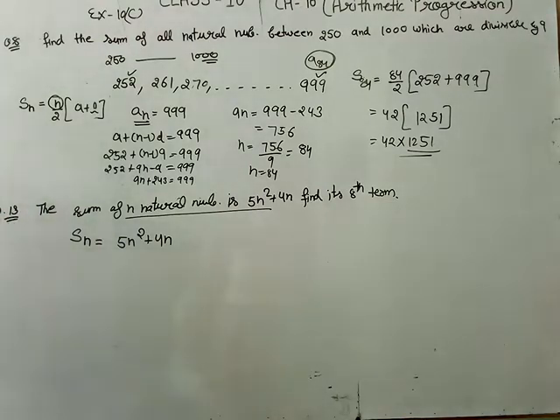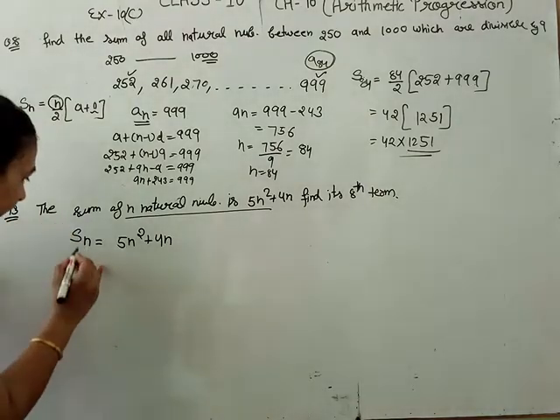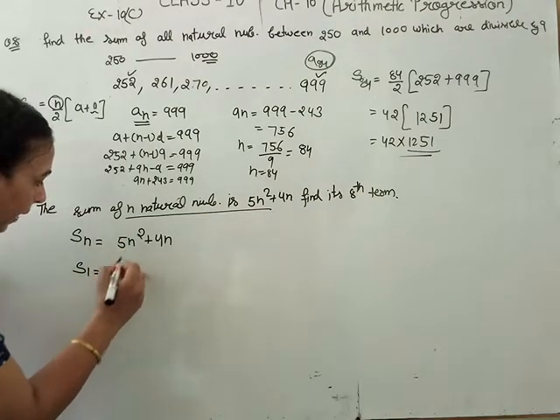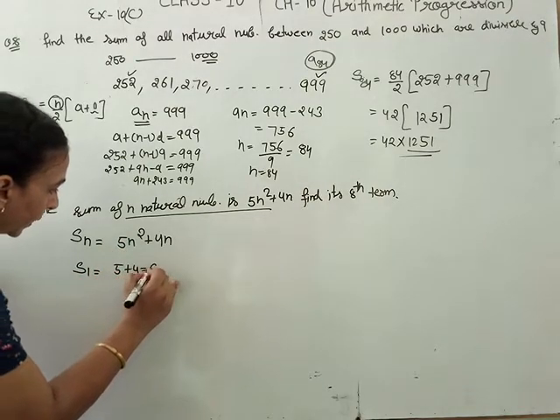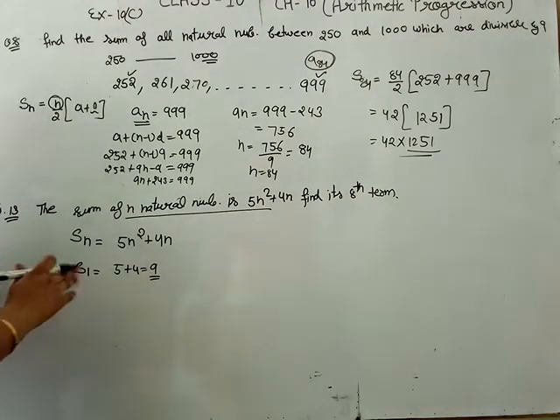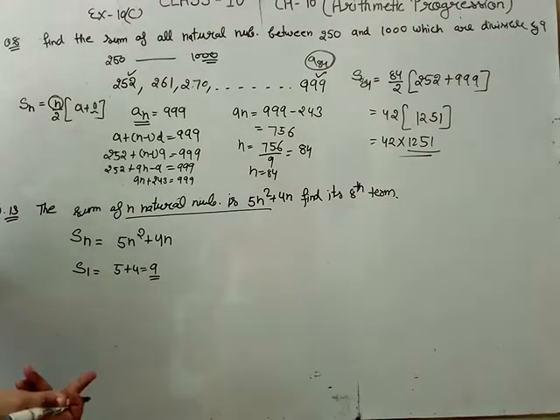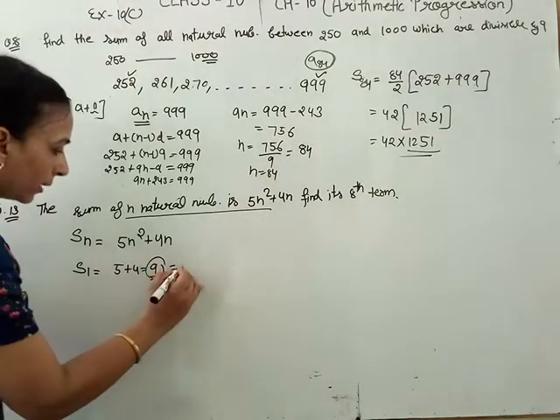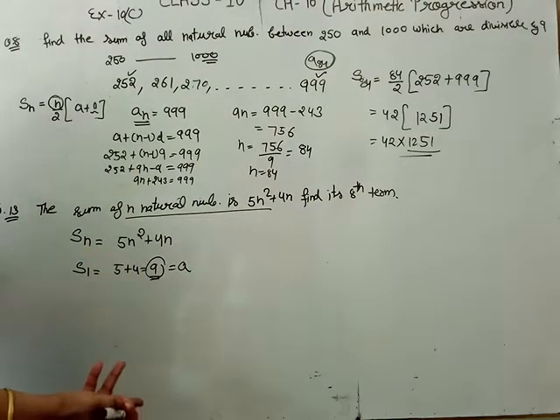Student, first I find the sum of 8 terms and the sum of 7 terms. First, if we write 1 in place of n, then 5 into 1 squared is 5, plus 4, this is equal to 9. Student, S1, what is the meaning of S1? Sum of 1 term, that is simply a. 9 is the first term, that is only a. The sum of the first term is the first term.